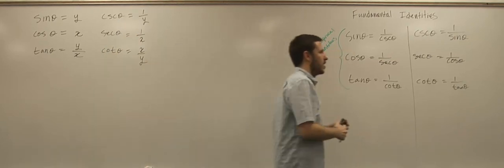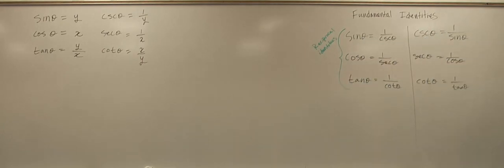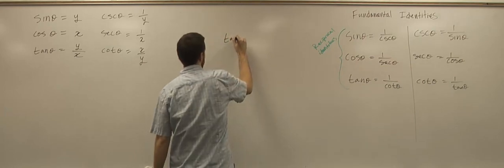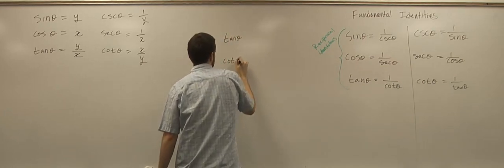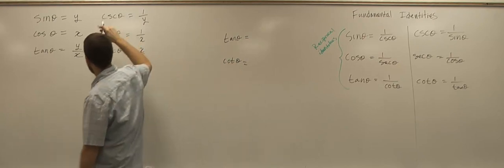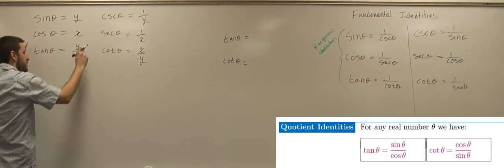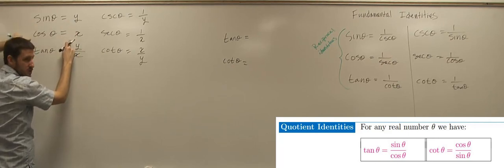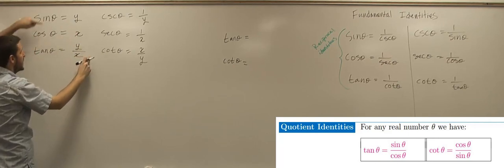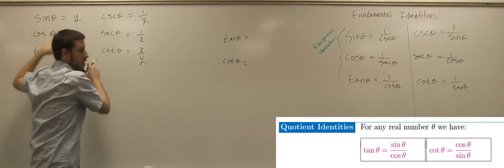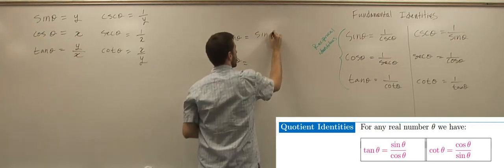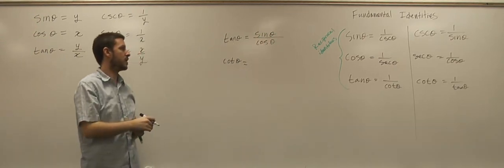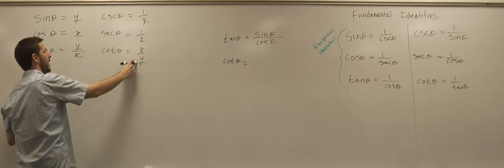The next set are the quotient identities. These have to do with tangent and cotangent. And again, they come right from the definition. Tangent of theta in this definition is y over x, opposite over adjacent. But I know y is sine and I know x is cosine. So instead of y over x, I can write sine over cosine. Same thing for cotangent, x over y. I can write cosine over sine.